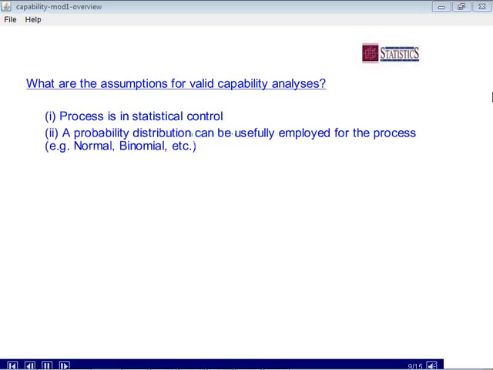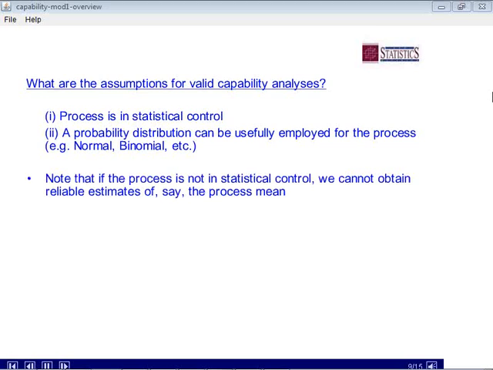Secondly, I'm going to assume that a particular probability distribution can be usefully employed for this process. What do I mean by this? Well, we're going to assume that the underlying distribution may follow perhaps a normal distribution if we're playing around with continuous data. Maybe not. Maybe it's another distribution that might be appropriate. If we're using attribute data and we're using, let's say, defect rates, then maybe the binomial distribution would be an appropriate probability distribution. The way in which we can investigate this will be discussed in due course, of course.